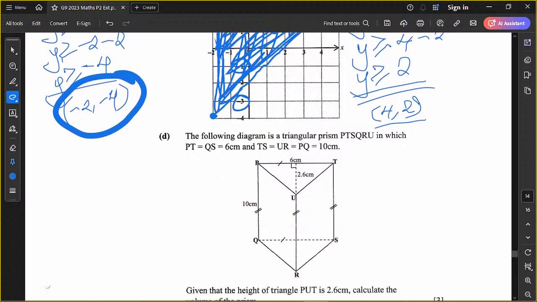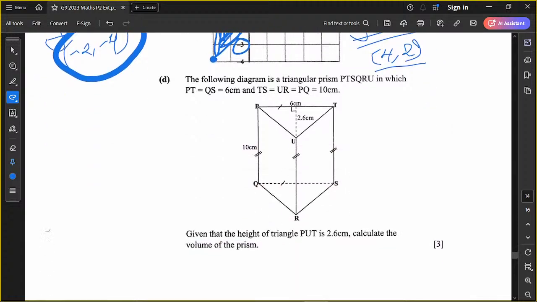Okay, we come to question 7D, which says the following diagram is a triangular prism PTSQRU in which PT is equal to QS, which is equal to 6 centimeter, and TS is equal to UR, which is equal to PQ, which is equal to 10 centimeter. Okay, so what you need to do is understand this information, and you should also know that this information is illustrated in this diagram.